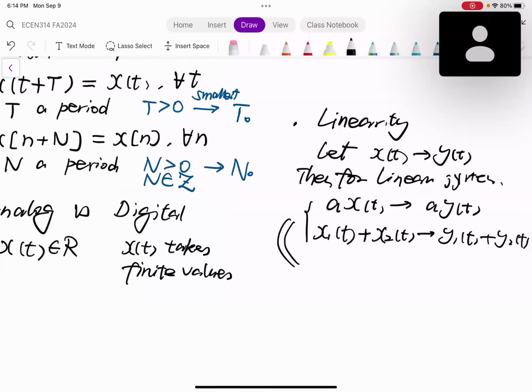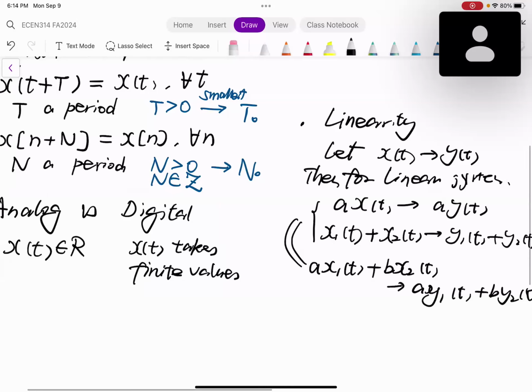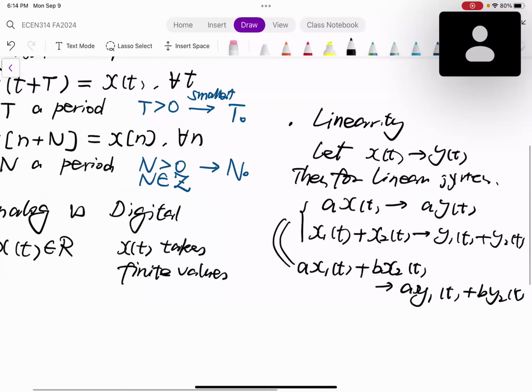So that means if I scale x1 and x2 and add them together, the output is a times y1 plus b times y2. So for a linear system, if the inputs are linearly combined, then the new output would be the linearly combined original outputs. So it's that simple, okay?